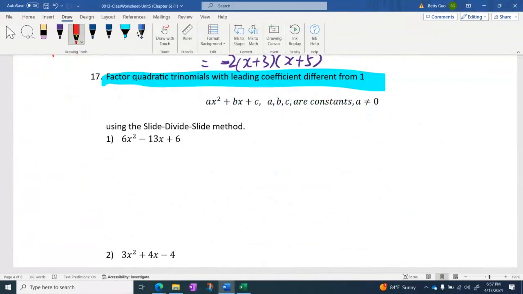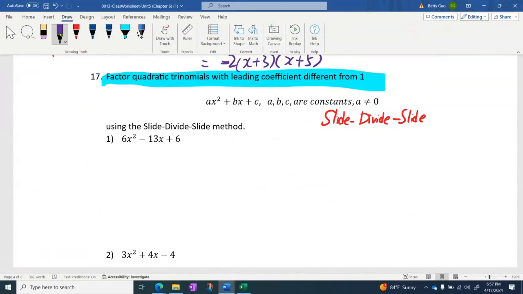The new method is called slide, divide, slide method. As you can see from the name of the method, we are going to have 3 parts in the process, or 3 steps in the solution. Okay, let me show you how we do that.